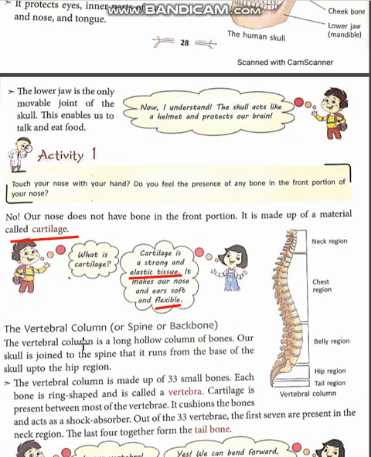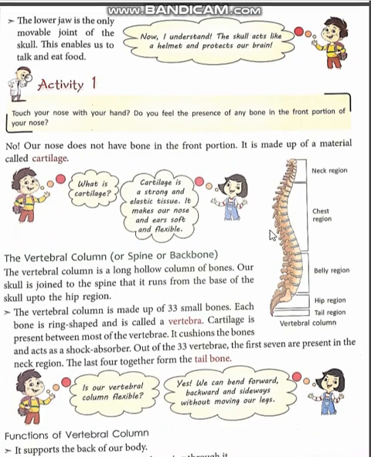So now move to the other part of the skeleton system, that is the vertebral column. This image is of the vertebral column. We also know it as the spine or backbone. So there are two names for it. Vertebral column is one, spine or backbone. The vertebral column is a long hollow column of bones. It is made up of many bones.